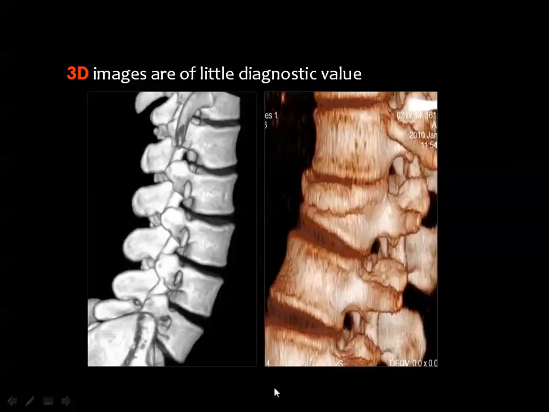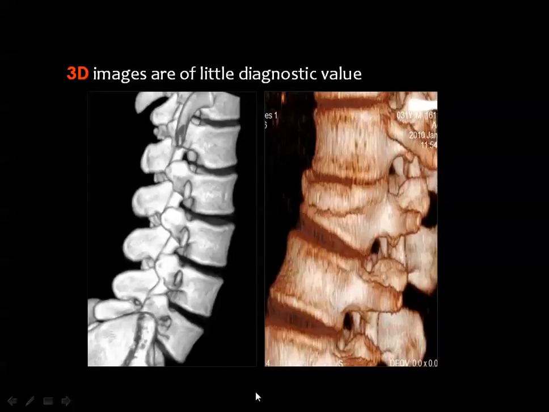Also, you may be able to have 3D images of the scanned segment of the spine, whether in color or without color. But in my opinion, I consider the 3D images of little value in the diagnosis of any part of the human body except for the maxillofacial area. And I will show you the benefits of the 3D images in maxillofacial trauma when I am talking in the lectures on head and neck imaging.